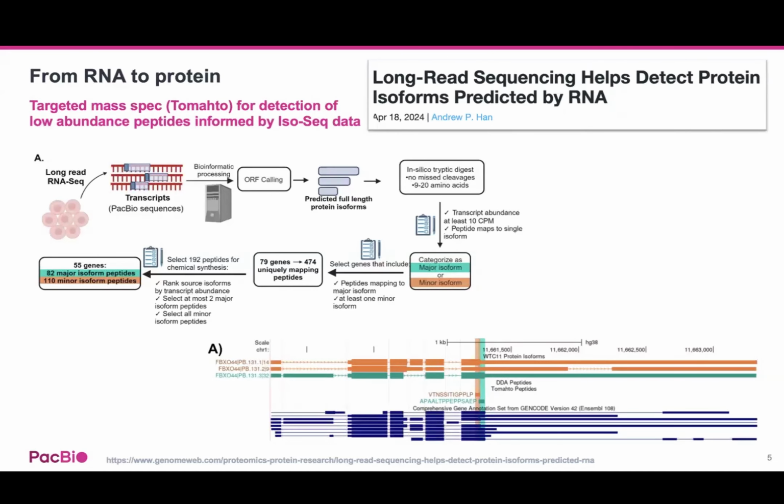An example of using long-read RNA sequencing to improve mass spectrometry is in this recent publication. Researchers integrated Iso-Seq data with targeted mass spec using a method called Tomato. They achieved a 3.6-fold increase in isoform detection and identified previously unannotated proteins. This approach strengthens confidence in proteogenomic discovery, enabling more accurate validation of alternative proteoforms and laying the groundwork for new biomarker discovery and functional studies.